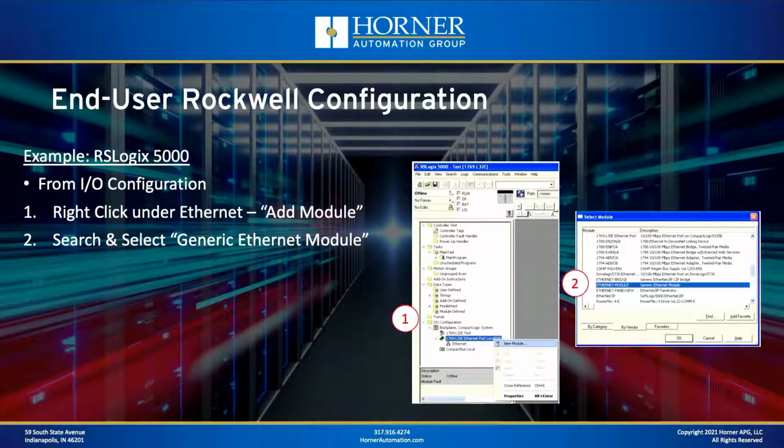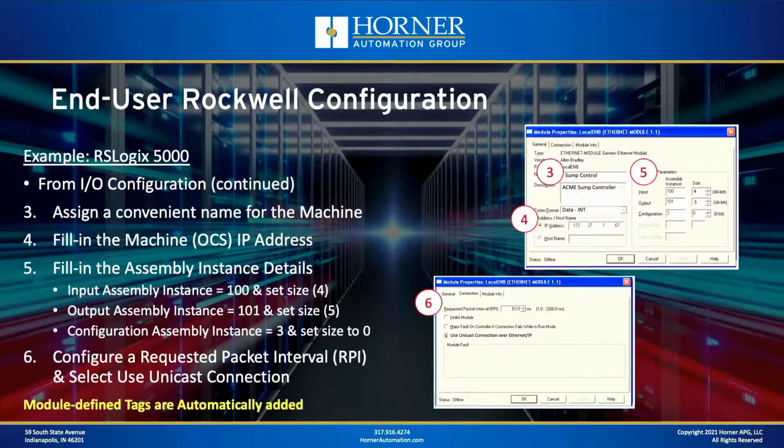So again, from I/O configuration in RSLogix 5000, you're going to right-click under Ethernet, hit Add Module. You're going to go through and find the generic Ethernet module from the list of Rockwell options. Next, you're going to go ahead and fill in a convenient name for your machine, or the customer is going to fill in a convenient name for your machine under a description. In this case, I used sump control. They can fill in a comment if they like. And then they need to fill in those assembly instance details.